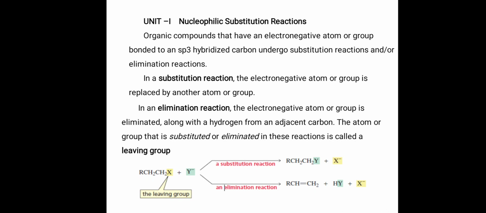The atom or group that is substituted or eliminated is called the leaving group. Most leaving groups are electronegative atoms bonded to the carbon atom. See the structure. In the substitution reaction, only the halide ion is replaced by the nucleophile. In an elimination reaction, the leaving group is eliminated along with a hydrogen atom on the adjacent carbon, that is, the beta hydrogen atom. The beta hydrogen atom is removed by a base or nucleophile.